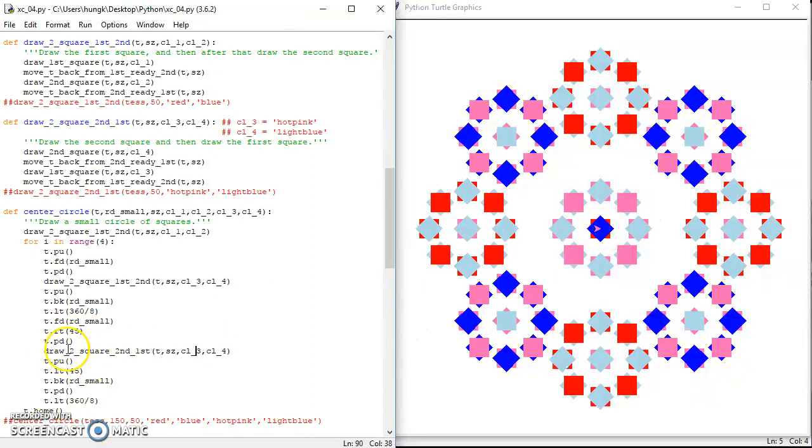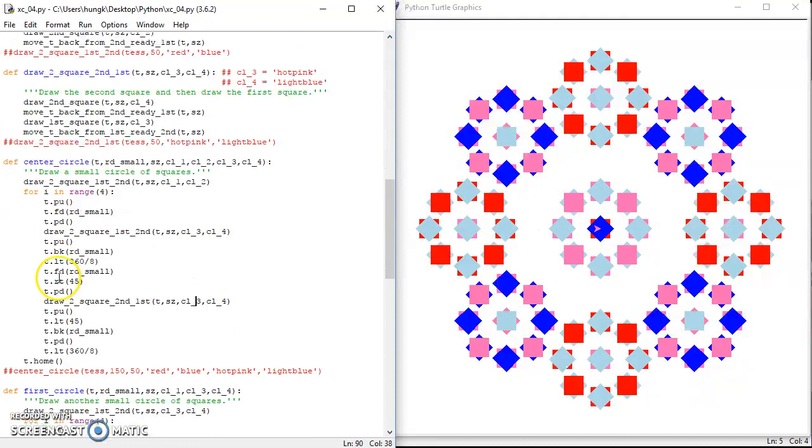left 45 because we turn right 45, so we have to turn left 45 again, and then move back, and then pan out, and then turn left the angle 360 over 8, and then we repeat this one 4 times, and after this one 4 times this one here, and 4 times 2 we'll have the 8 in the circle right here like this.